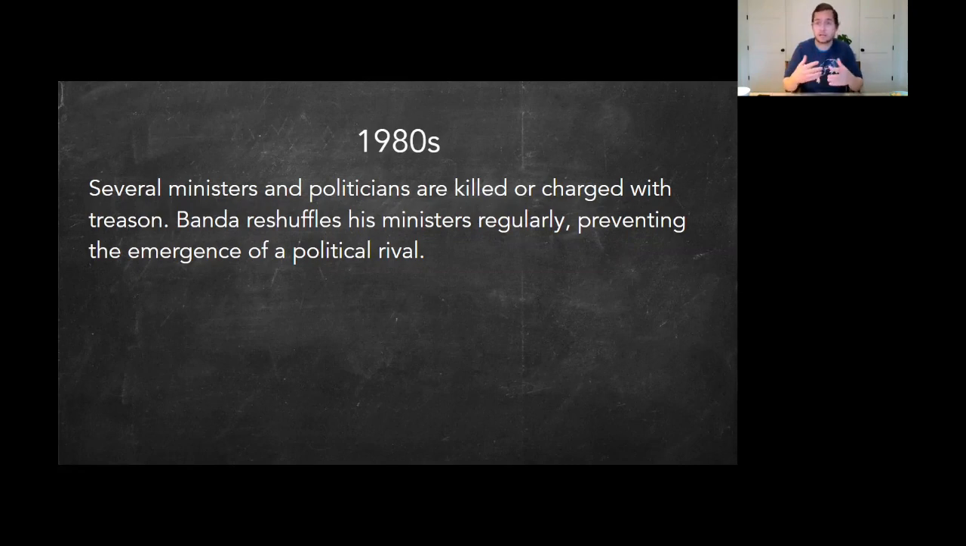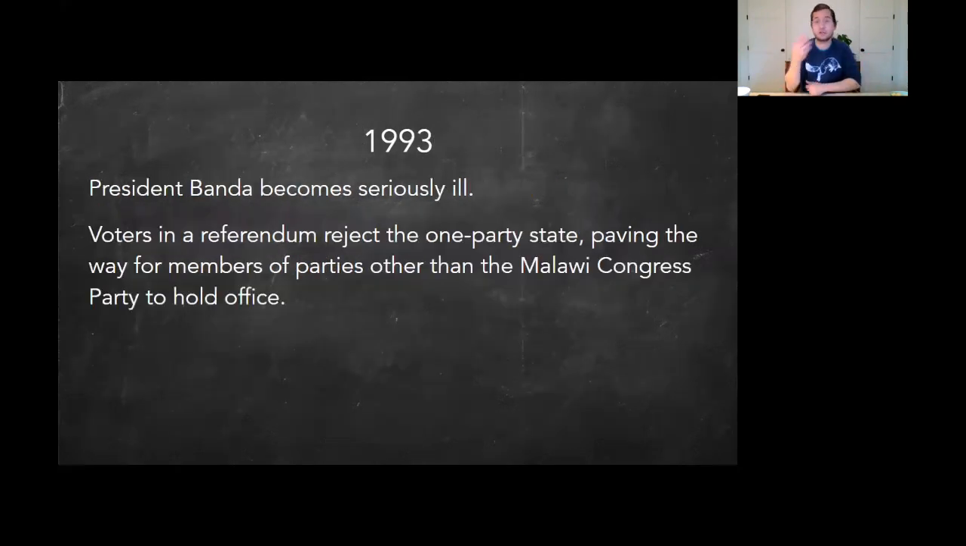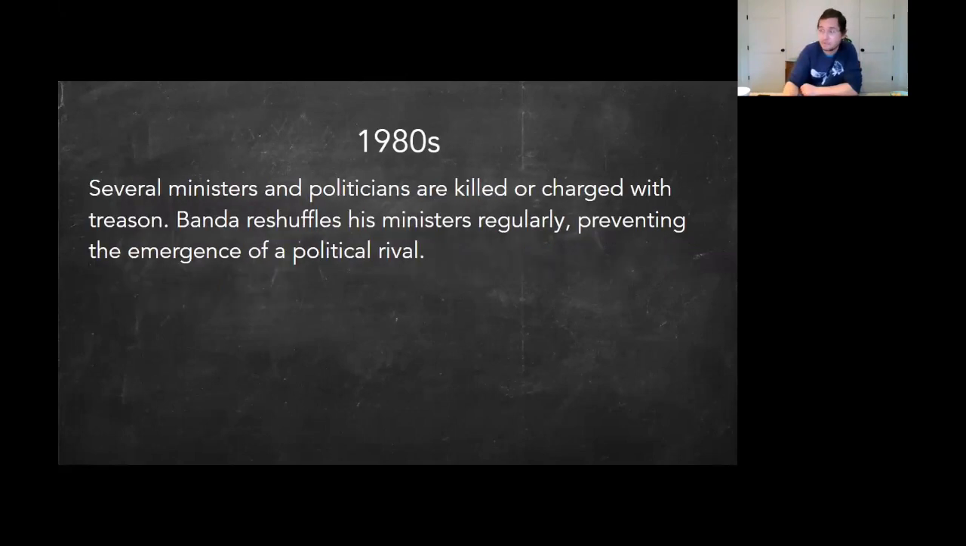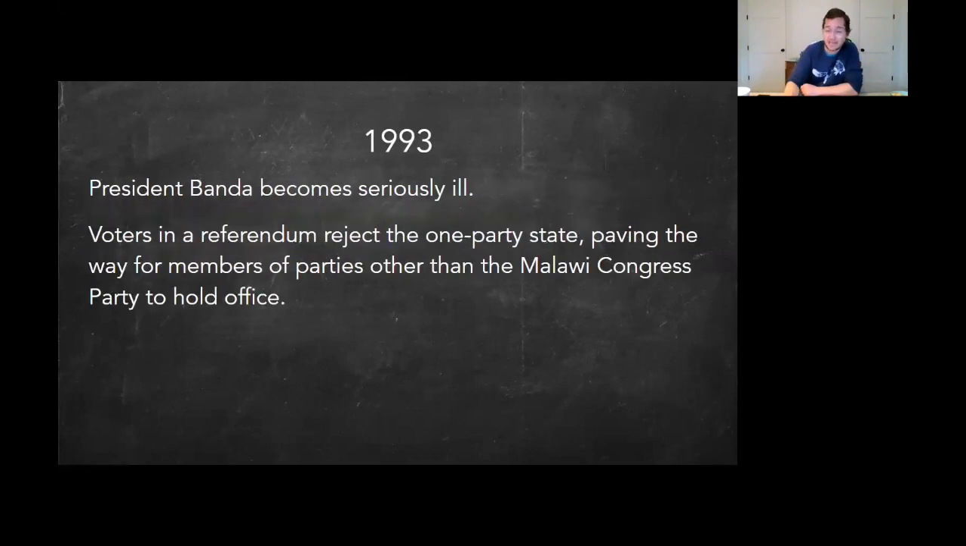So Dr. Hastings Kamuzu Banda reshuffles his ministers quickly and regularly so no one can ever gain momentum and organize any sort of revolution against him. So kind of see how things are continuing in this similar path. 93 though, and again, that's the 1980s, throughout the 80s. Now we're in 93, he becomes sick.